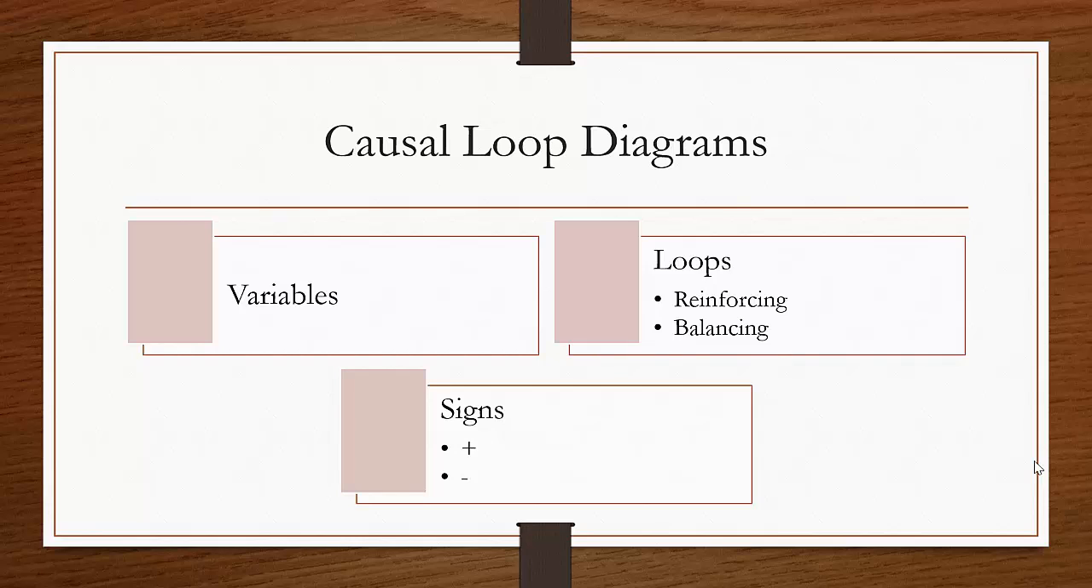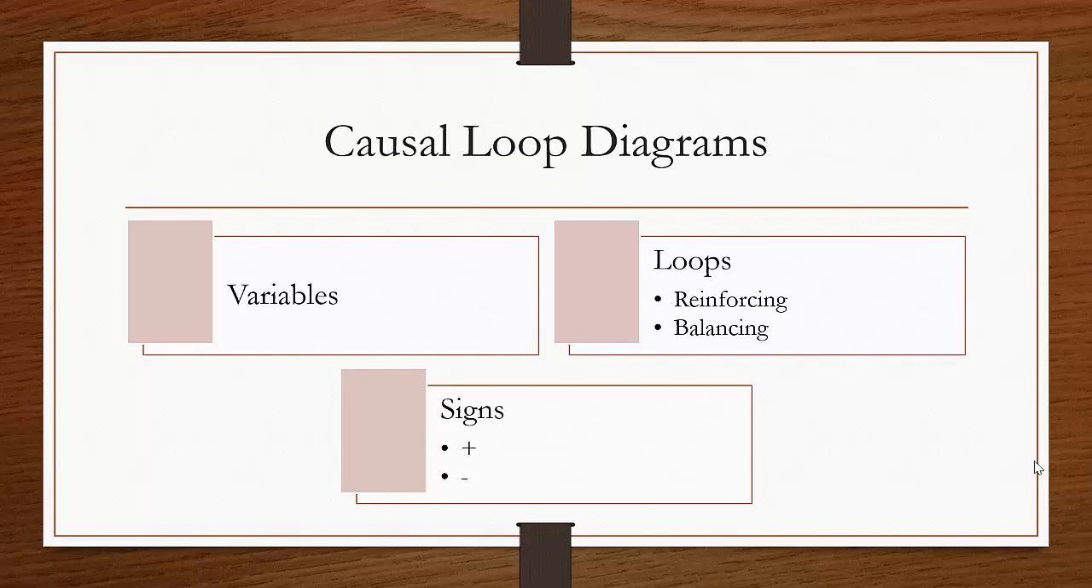Loops are even categorized as reinforcing or balancing. In reinforcing loops, increases lead to additional increases, whereas decreases lead to additional decreases. Another way to identify a reinforcing loop is to count the minus signs. If a loop has an even number of minus signs, it is a reinforcing loop. On the other hand, a balancing loop occurs when an increase in the first variable causes a decrease. Balancing loops have an odd number of minus signs.